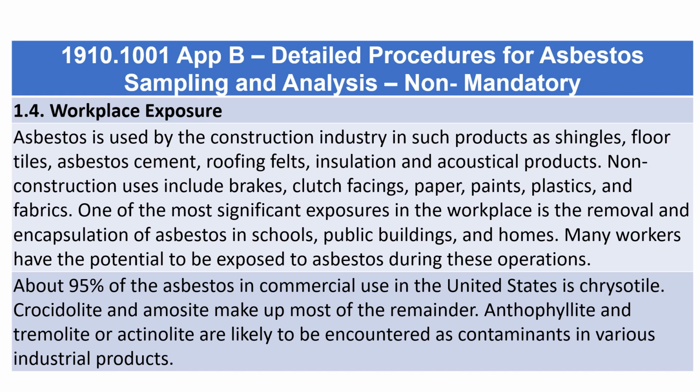About 95% of the asbestos in commercial use in the United States is chrysotile. Crocidolite and amosite make up most of the remainder. Anthophyllite and tremolite or actinolite are likely to be encountered as contaminants in various industrial products.